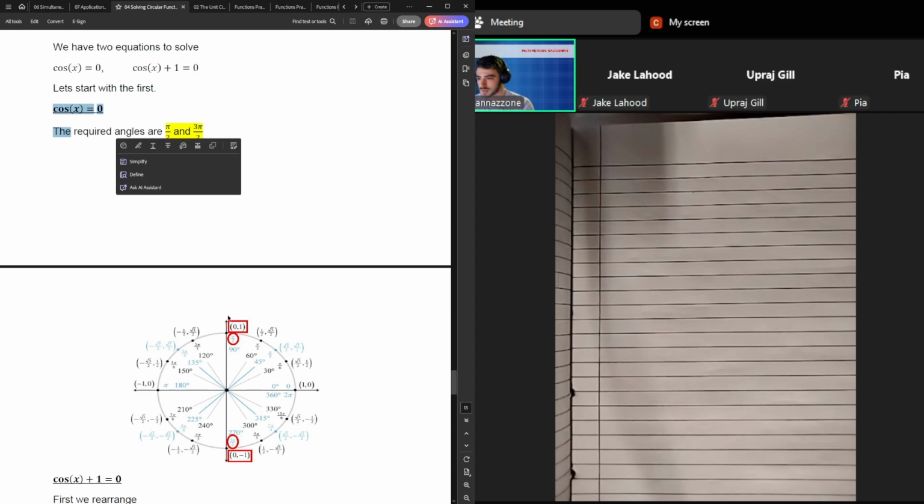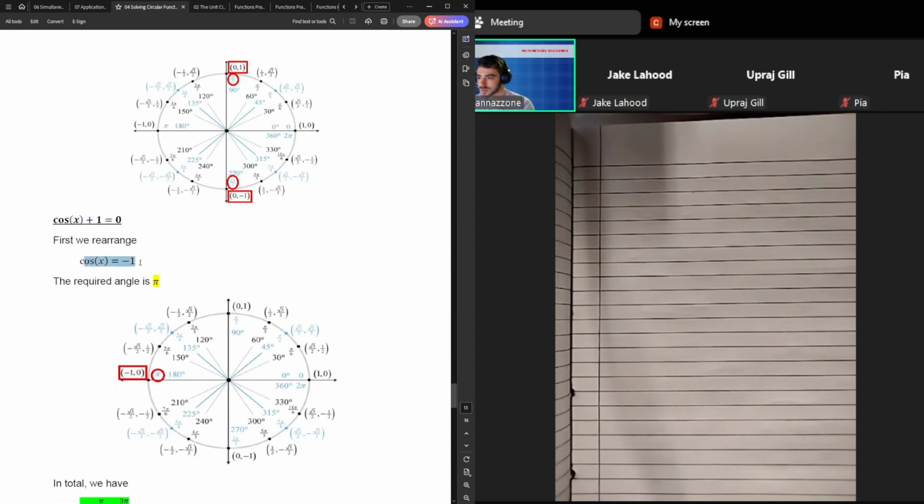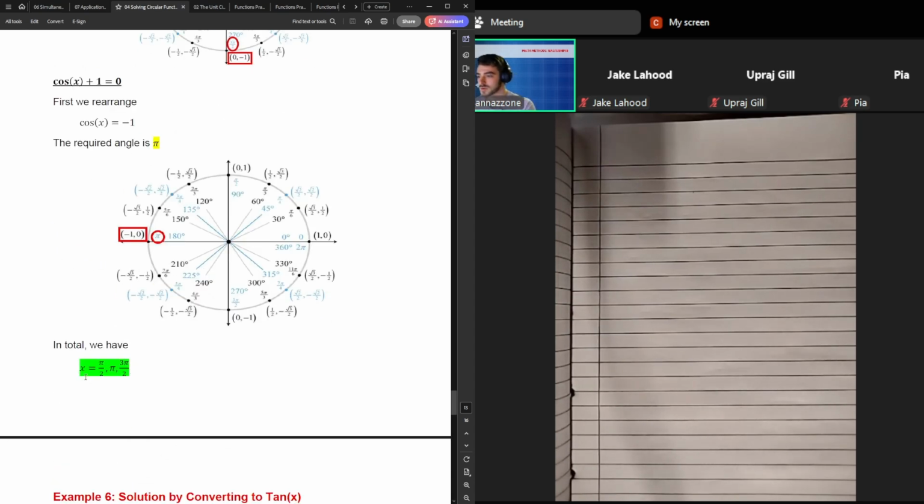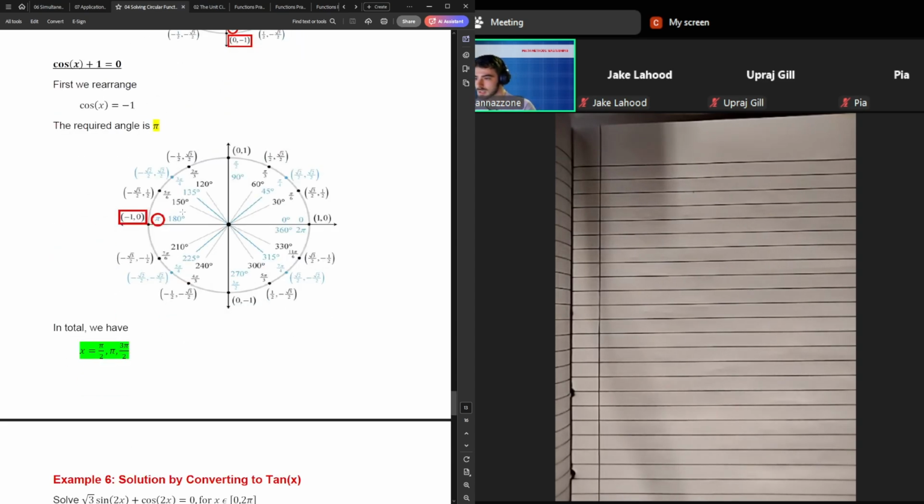Solving cos equals 0 is going to be these spots. Cos plus 1 equals 0, you just rearrange, and then it's going to be this spot here. So the final answer is going to be, you join all those answers together. So you've got the pi over 2 and 3 pi over 2 from here, and the pi from here. That's one way to go about it, solving by a null factor law.